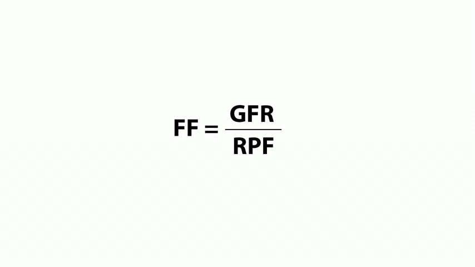And again, clearance of creatinine divided by the clearance of PAH would be a good estimation of filtration fraction. And normally it's about 20%. About 20% of the plasma that's delivered to the kidneys gets filtered by the glomerulus.